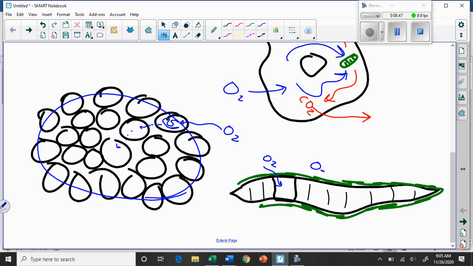And so they do rely on pretty much simple diffusion to get the oxygen that they need. Okay? And the oxygen enters into their outer tissues and it slowly diffuses through their tissues. The other thing you have to remember is that this method works really well if you're a worm and all you're going to do is wiggle along very slowly.